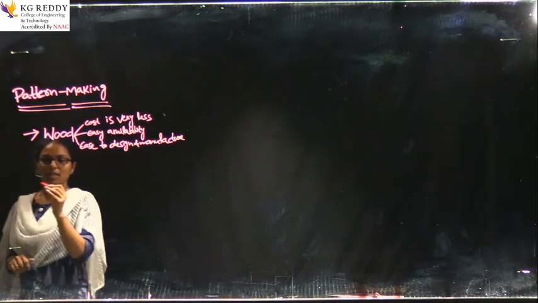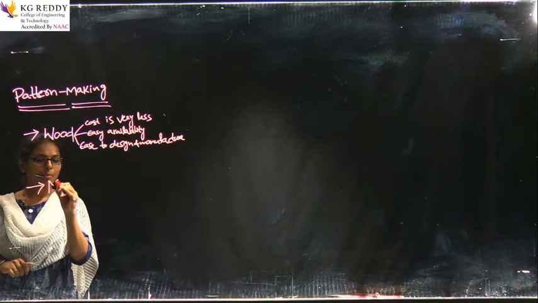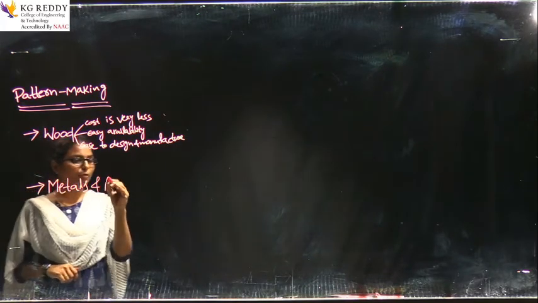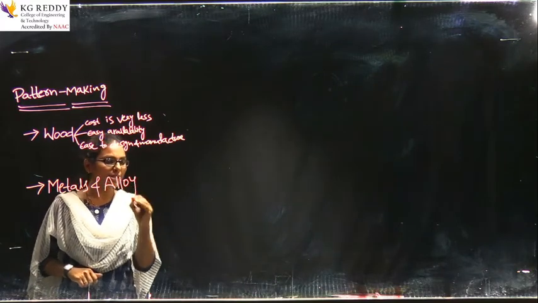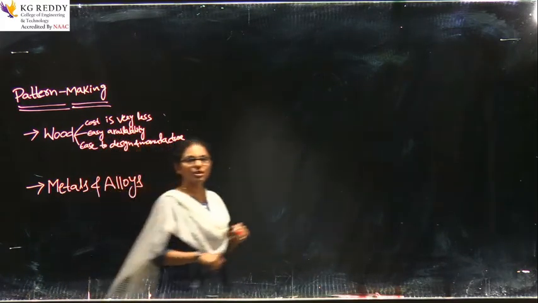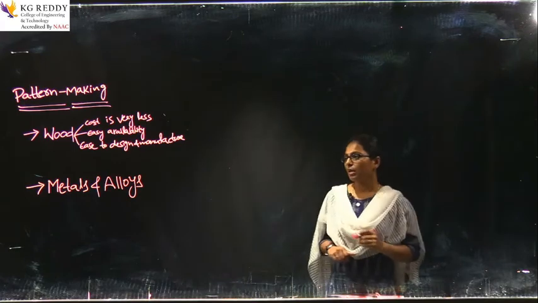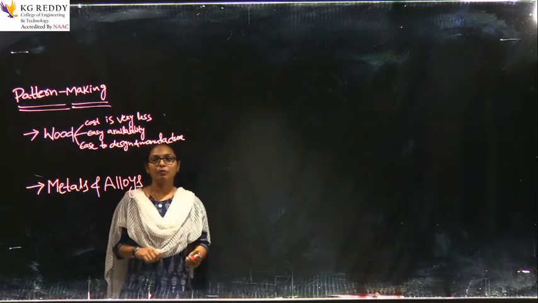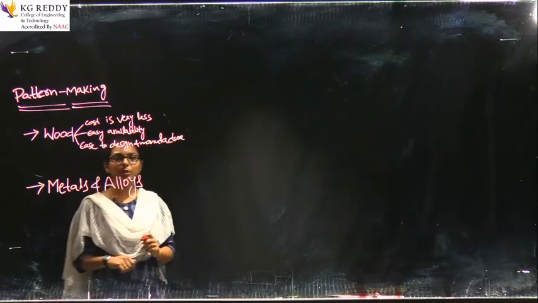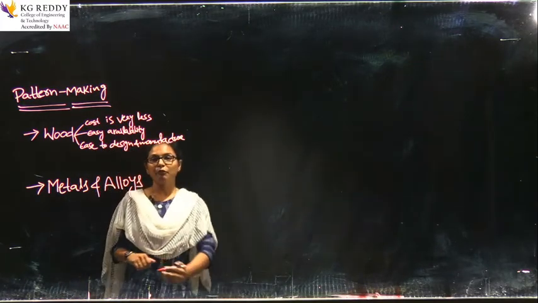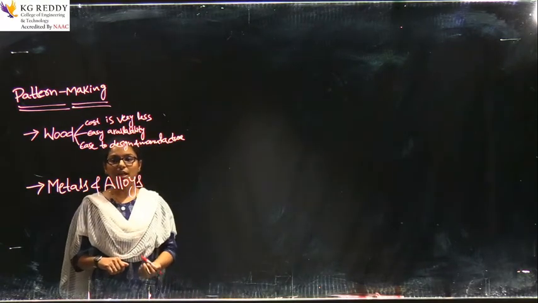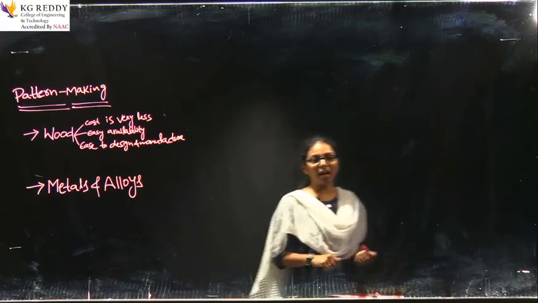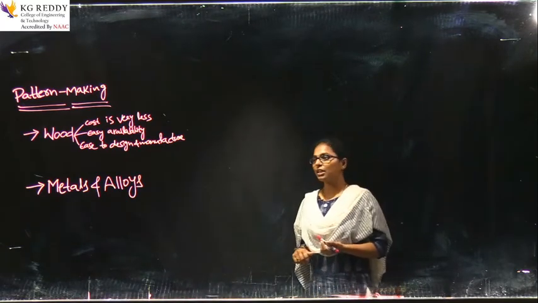And the second one is metals. This is the second type of pattern material, metals and alloys. Based on the requirement of the component or product, we can use metals and alloys. For a low rate of production, we can use wood as a pattern material. For a large rate of production, like mass production, we need to use metal as a pattern material, and it is restricted to large quantities only.